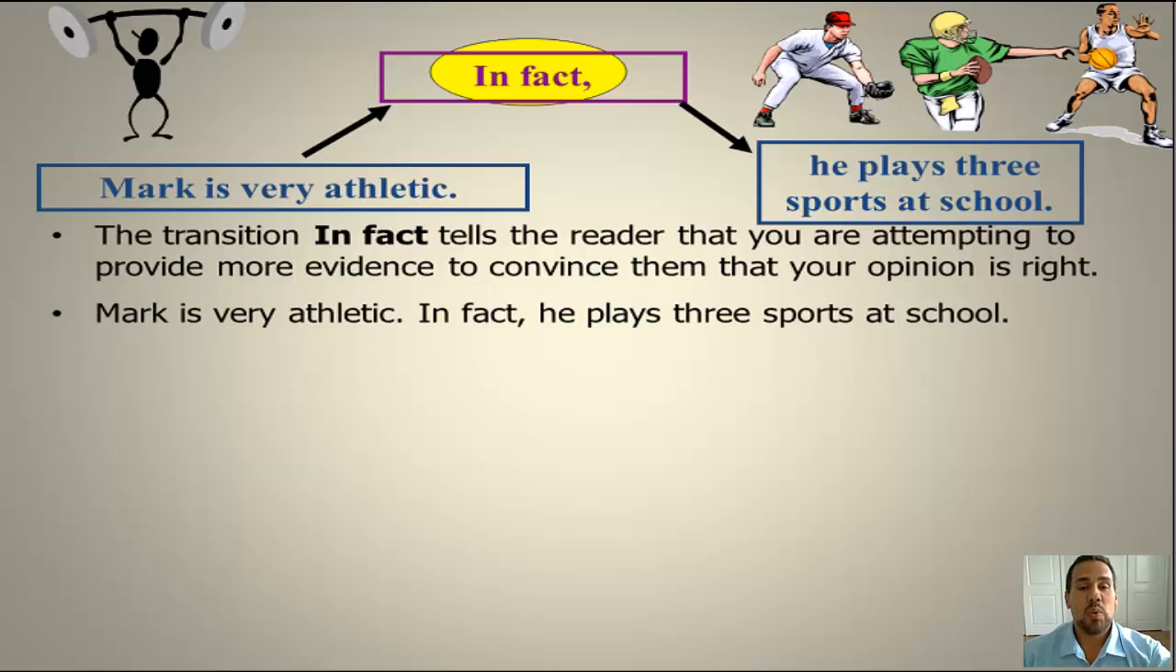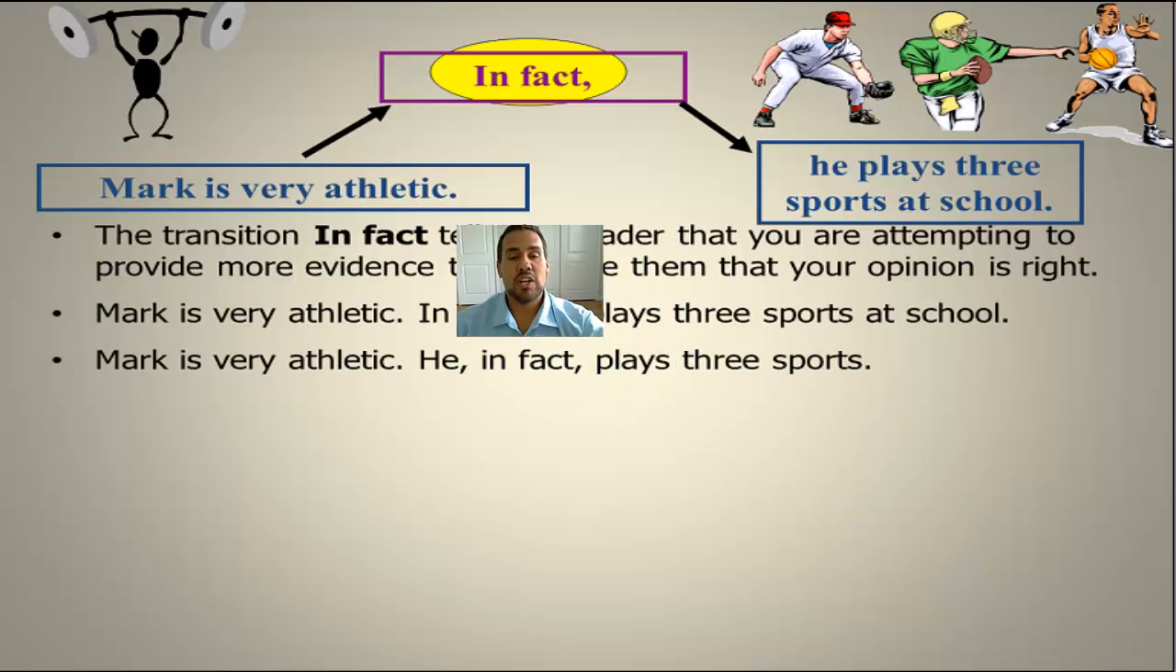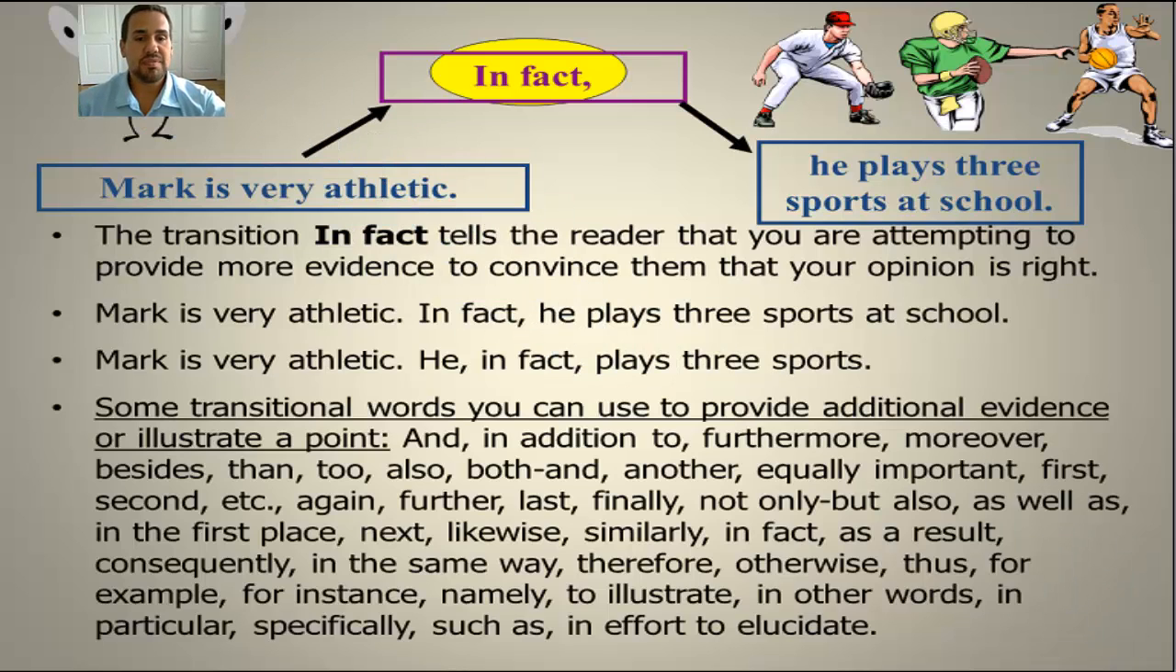And again, the proper way to punctuate that: Mark is very athletic, period. In fact, comma, he plays 3 sports at school. And that's keeping it as 2 separate independent clauses. Mark is very athletic. He, in fact, plays 3 sports. Notice now I moved the transitional words in the middle of that second independent clause. And again, an independent clause is just a complete sentence. And that's okay too. That's how you vary your sentences.